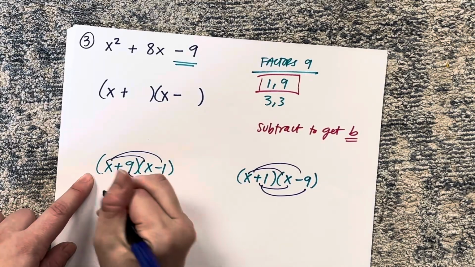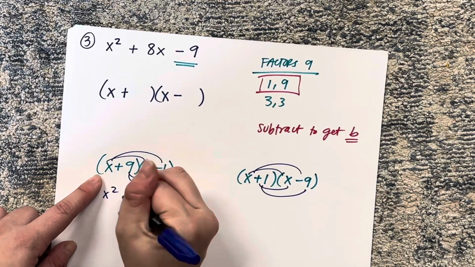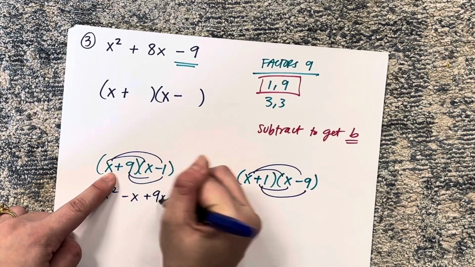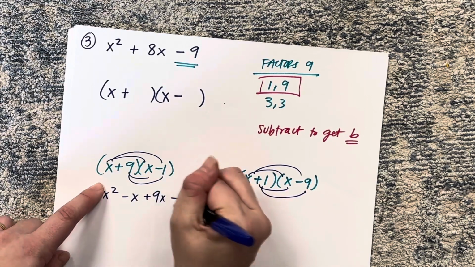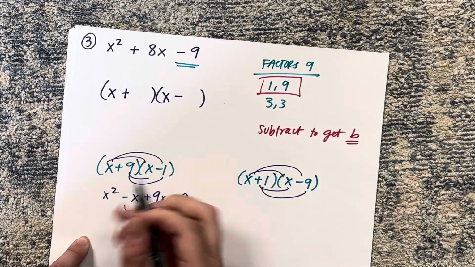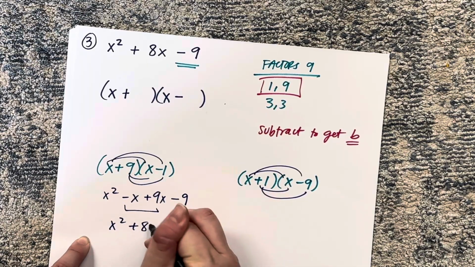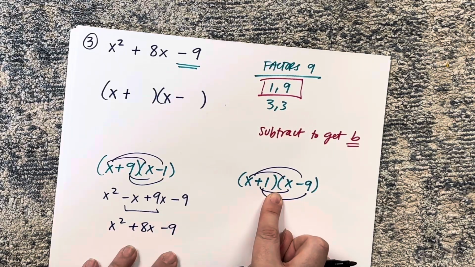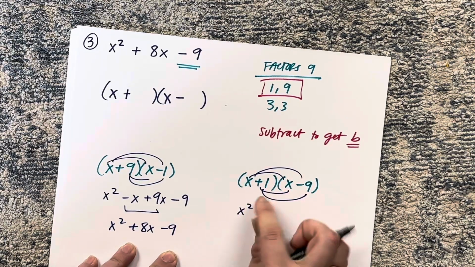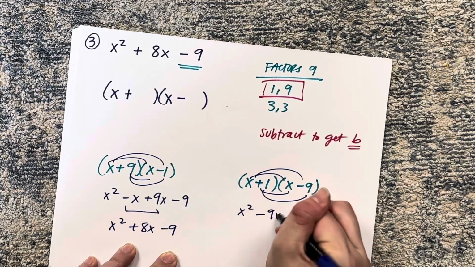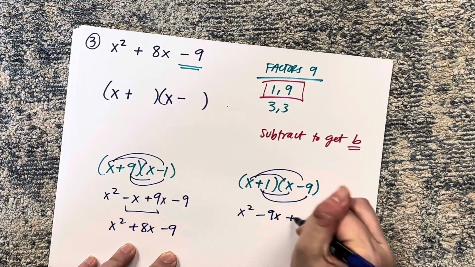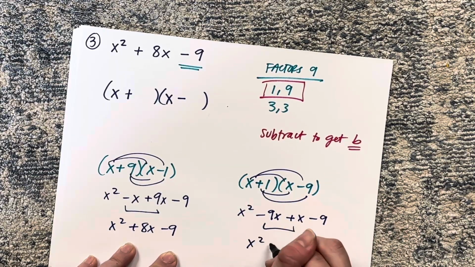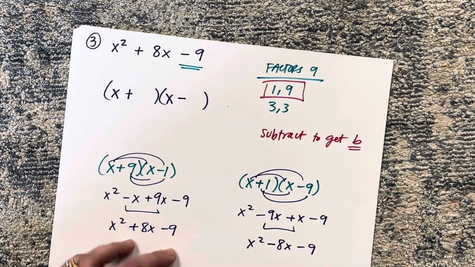So x times x is x squared. X times negative 1 is negative 1x. Positive 9 times x is plus 9x. And 9 times negative 1 is negative 9. Combine your like terms and you get x squared plus 8x minus 9. Well, that looks good. If you would have flip-flopped your numbers, you'd get x squared minus 9x, 1 times x, so plus x minus 9. So I would get, combining like terms, x squared minus 8x minus 9.